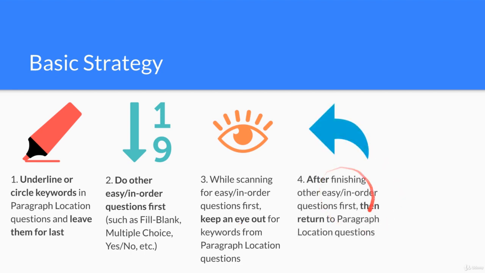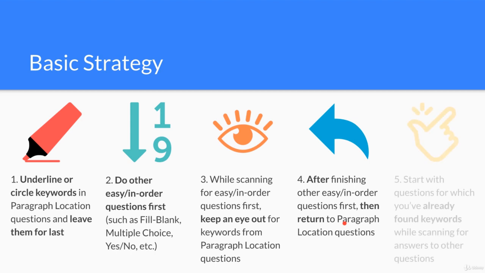Then, once you have finished answering the easy questions first, after that, you can return to the paragraph location questions or to other difficult questions like pick from list or summary questions. Okay, so do the easy ones first, then come back to the harder questions and do those at the end. And when you do come back to these hard questions at the end, you might be wondering, where should I start? Which questions should I answer first?